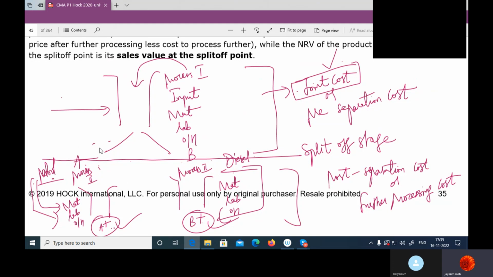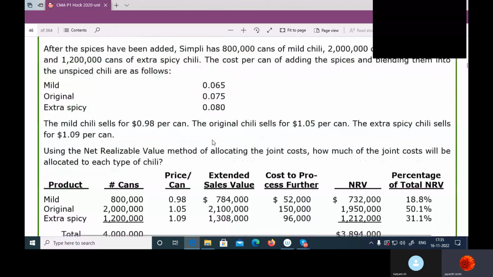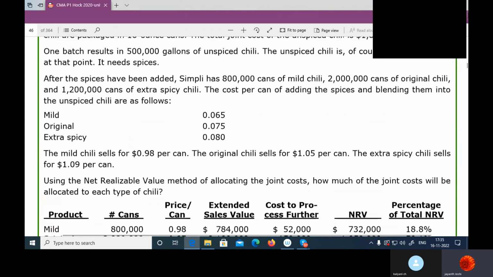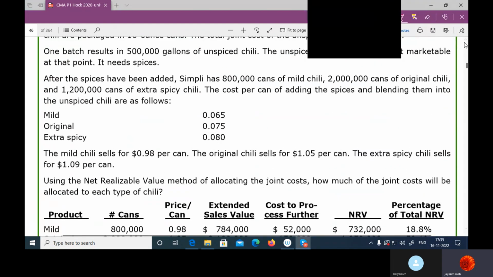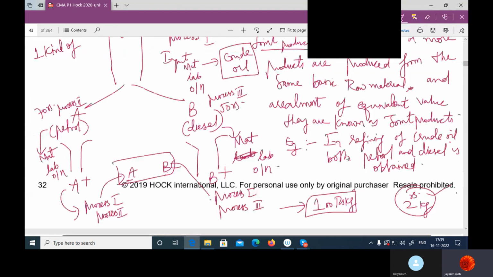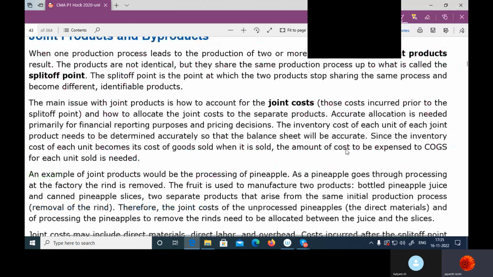Now, the next step we will follow is the apportionment of joint cost. So we'll enter into the mainstream topic right now. This is what we have already discussed. I'll read at some points.